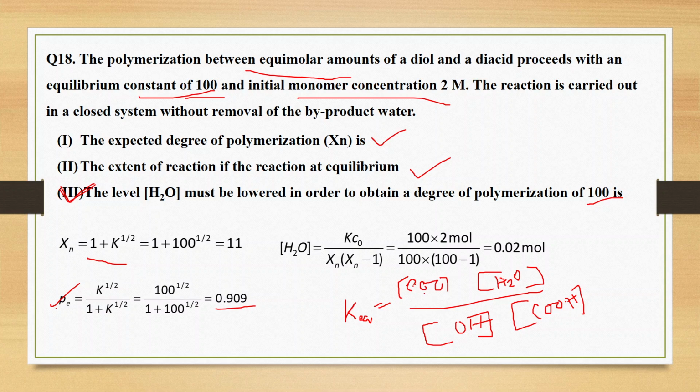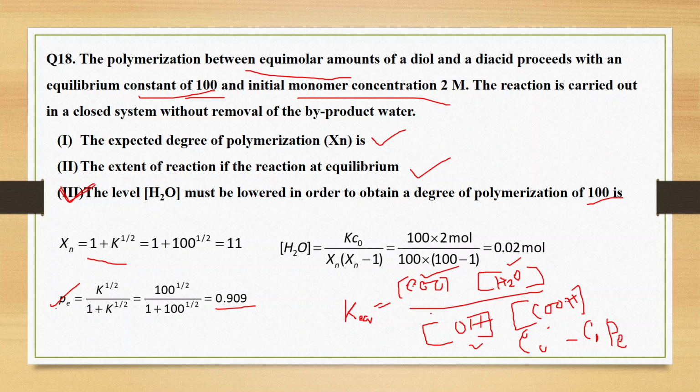Now for equilibrium, you just replaced the product concentration by C0 into PE, both for the product and water, when it was a closed system. And for the OH and COOH concentrations, it was C0 minus C0 into PE. So from that, the initial equation was coming.